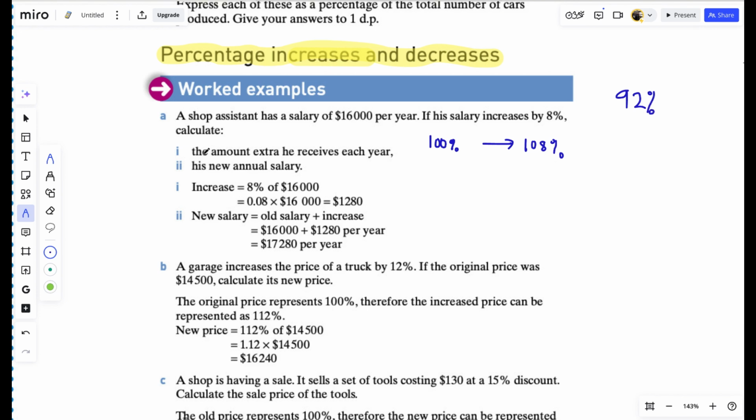Now let's take a look at an example. A shop assistant has a salary of $60,000 per year. If the salary increases by 8%, calculate the amount extra he receives each year.